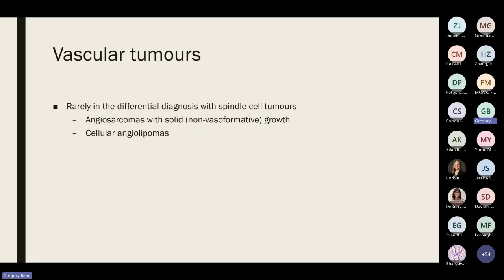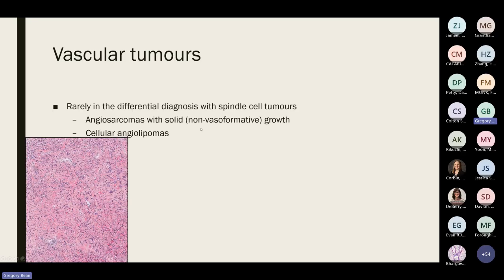Switching gears, vascular tumors. For the rest of the talk, I'm not devoting as much time to each entity because they're less common or less often in the differential diagnosis. These can be in the differential diagnosis with spindle cell tumors. You can have angiosarcomas with solid growth areas where the vasoformation is not apparent. Also, on the benign side, you can have cellular angiofibromas that look like spindle cell lesions.